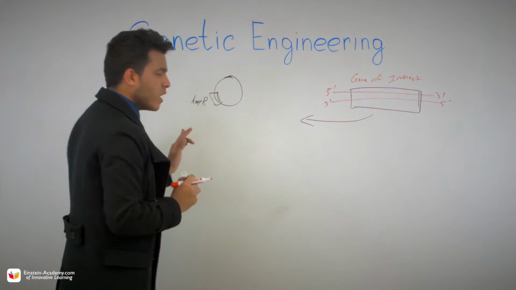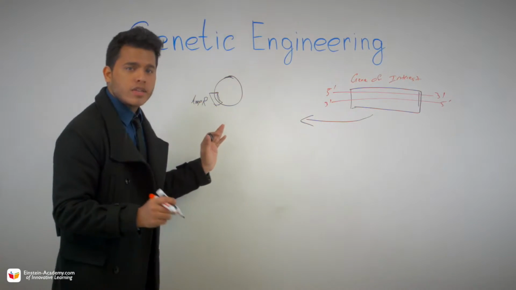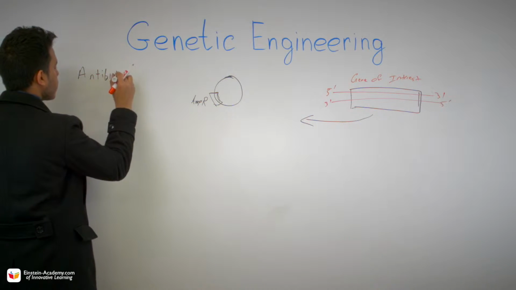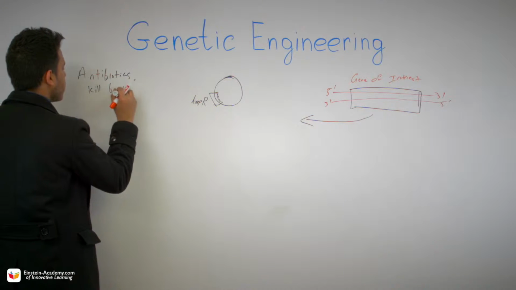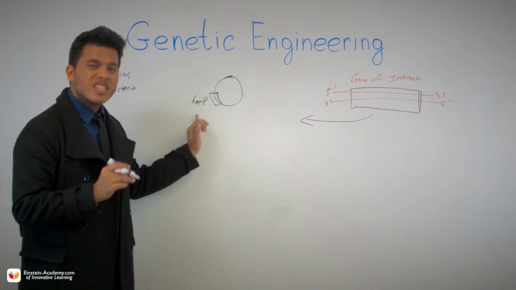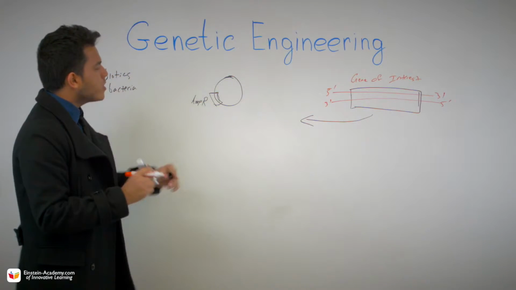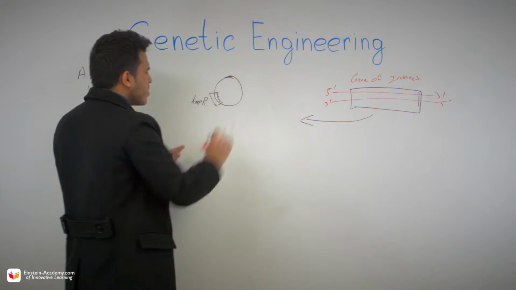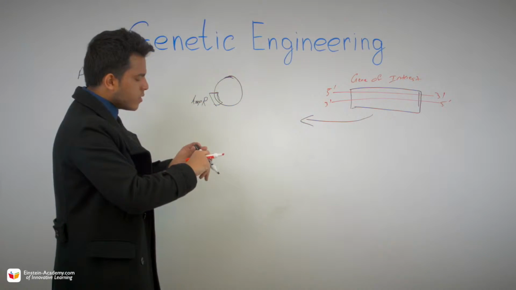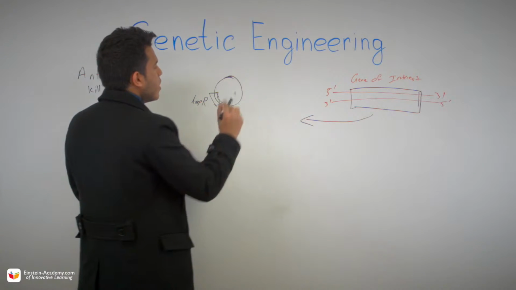AMP stands for ampicillin, and ampicillin is an antibiotic. What are antibiotics? Antibiotics kill bacteria. This is antibiotic resistant, ampicillin resistant. Why do we need this? Well, we'll talk about that later on. Let's just understand what it has here. There's many other things here, promoters and things that I'm not going to talk about because this is not a high-level course. At an undergrad level, you should understand just the basics.